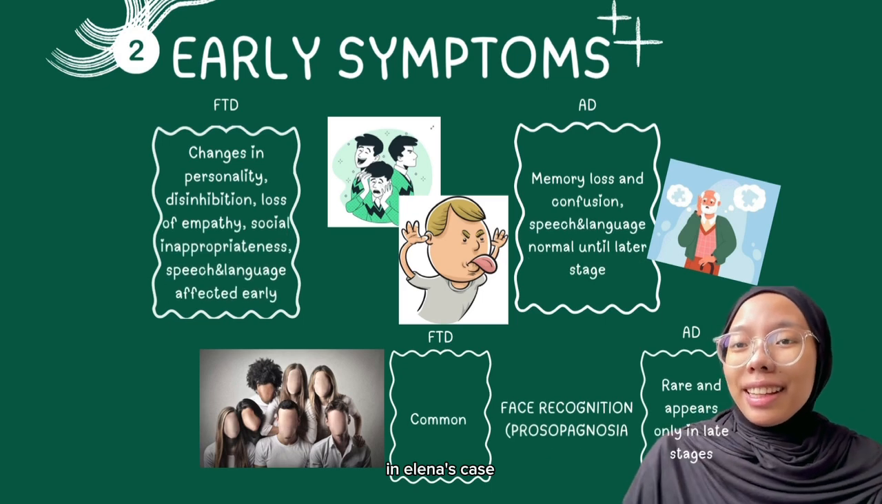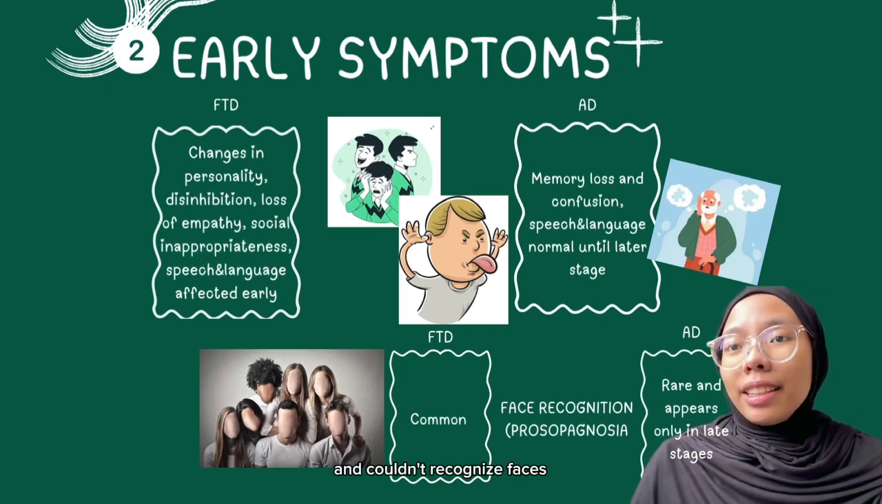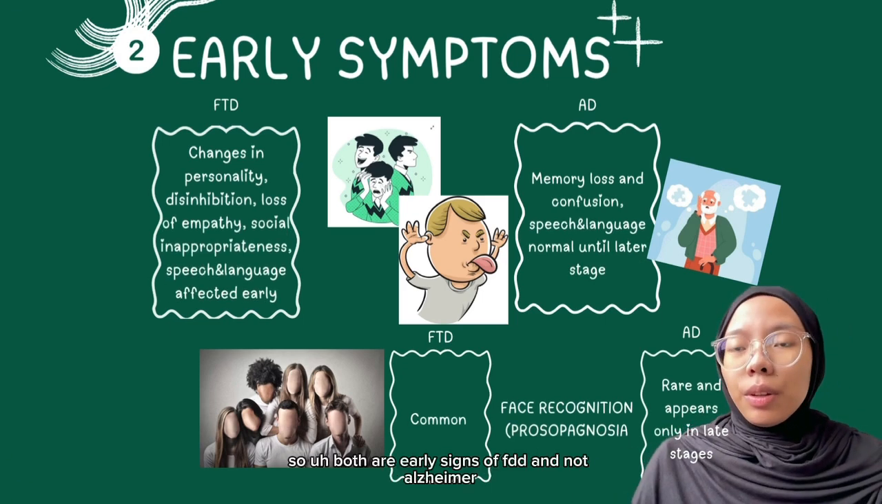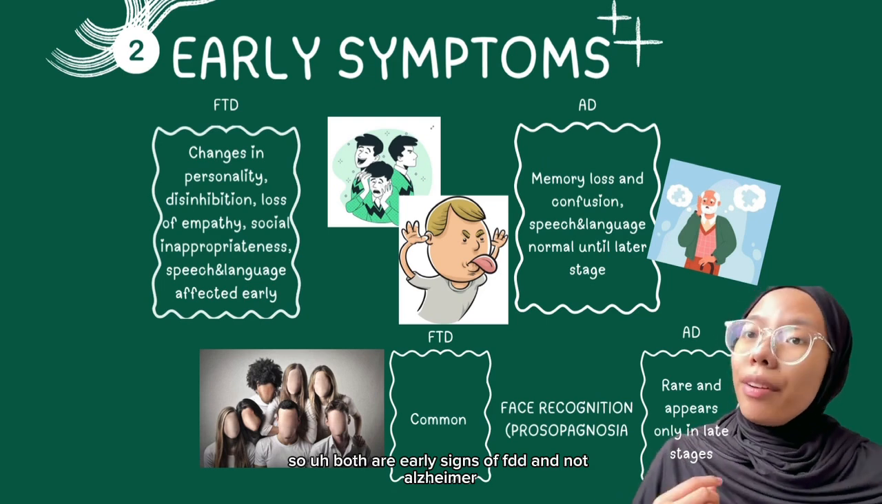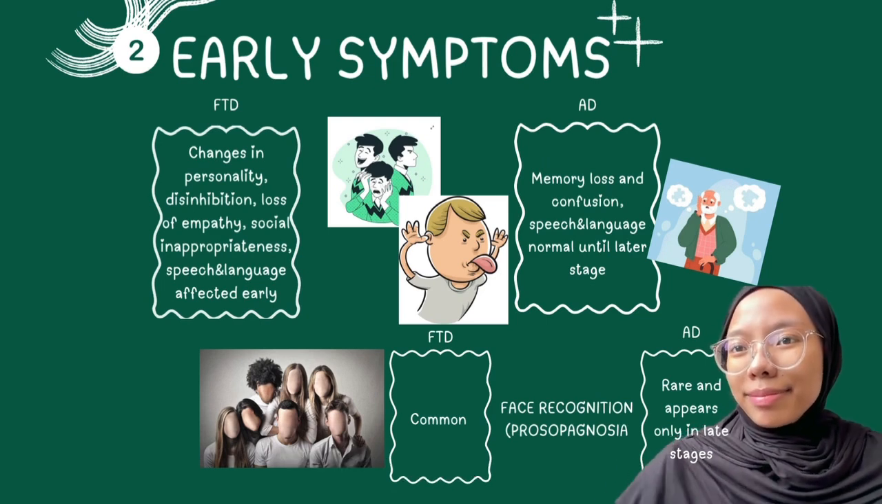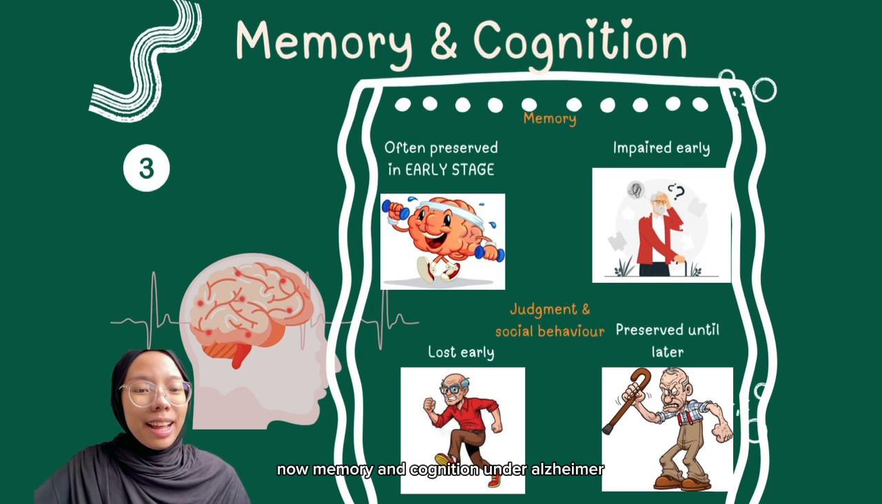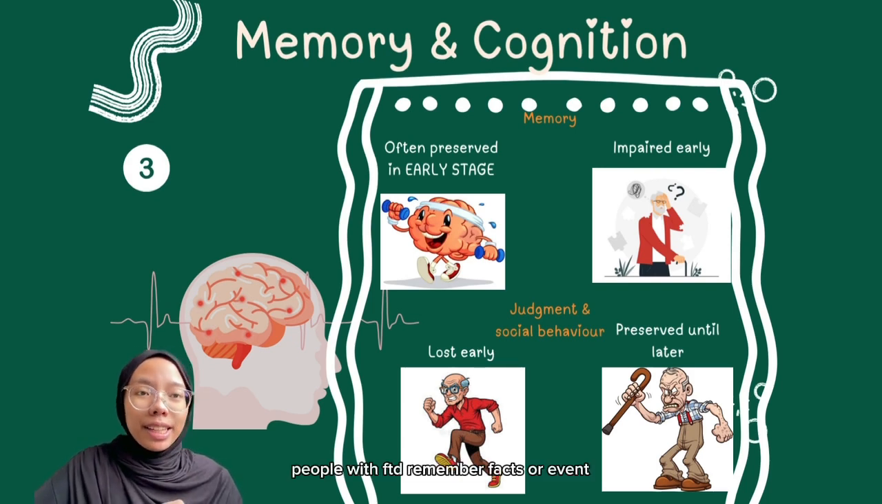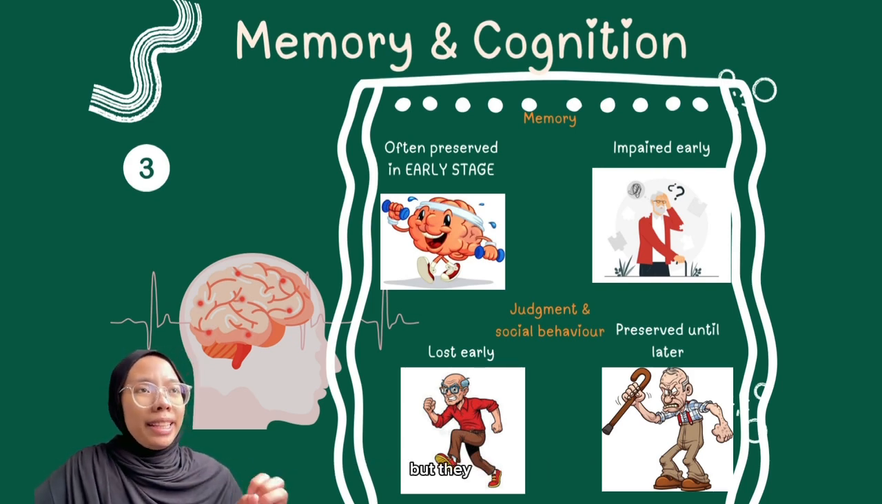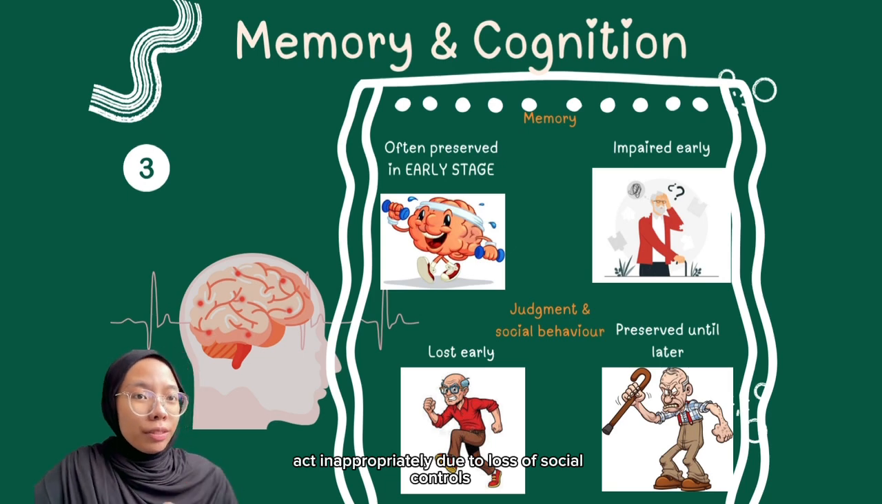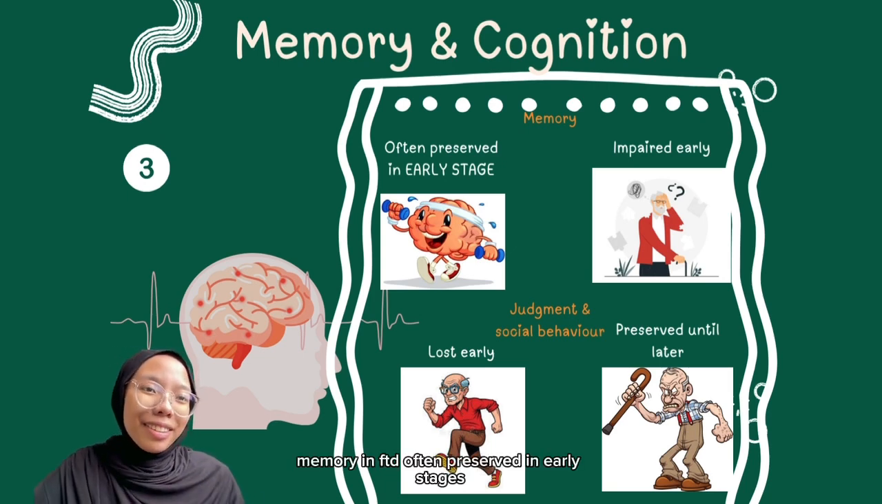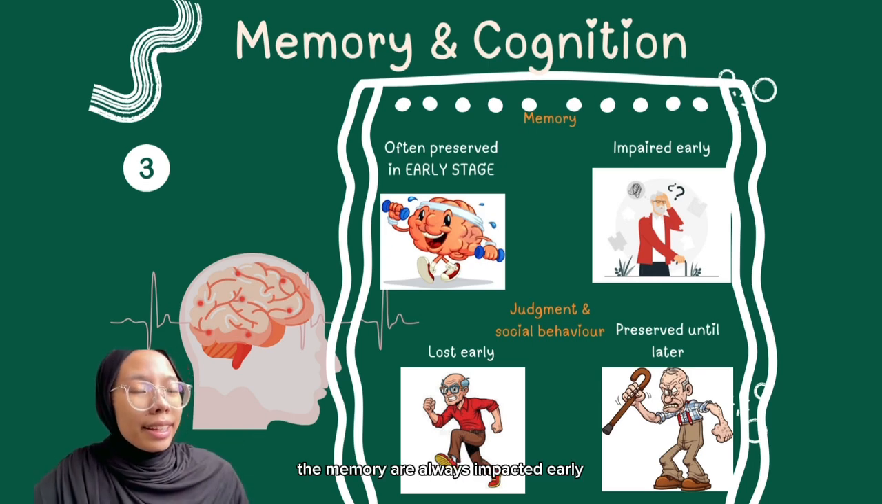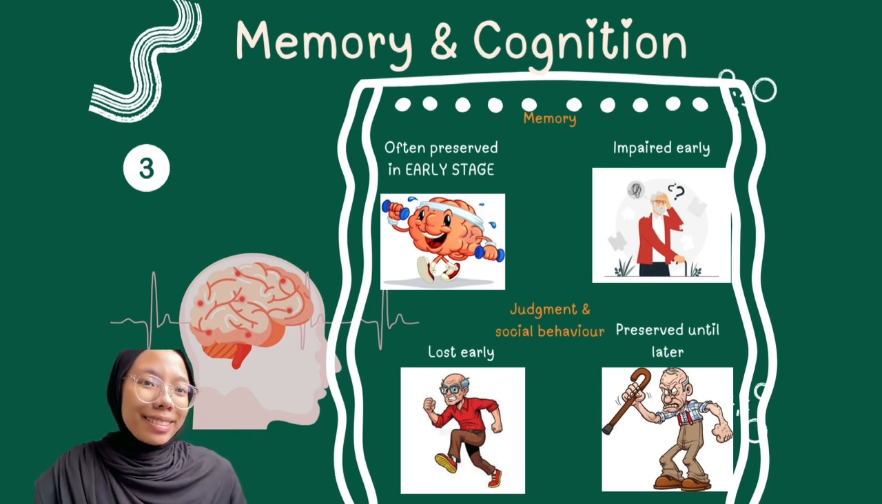In Eleanor's case, she shows personality change and couldn't recognize faces. So, both are early signs of FTD and not Alzheimer's. Now, memory and cognition. Unlike Alzheimer's, people with FTD remember facts or events, but they act inappropriately due to loss of social controls. Memory in FTD is often preserved in the early stages. Meanwhile, in AD, memory is always impaired early.